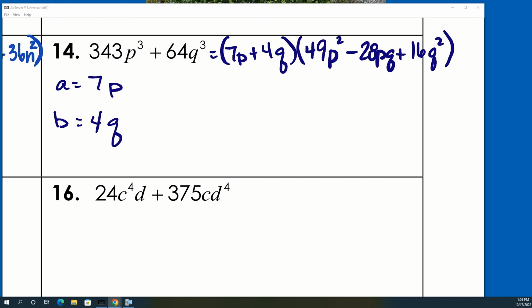Okay. So we are pretty much out of time. We'll pick back up with number 15 tomorrow.